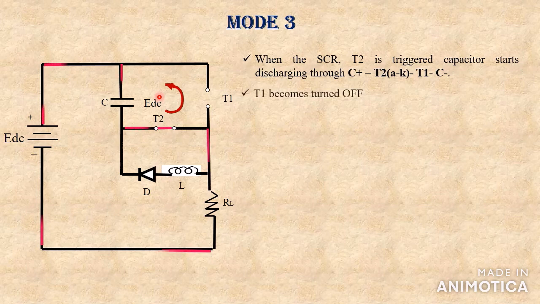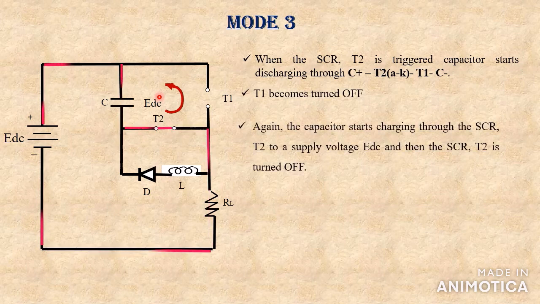As a result, the capacitor will start charging. Now the capacitor will charge in the reverse direction, that is with upper plate positive and lower plate negative. When the capacitor voltage starts increasing and reaches the voltage EDC, again the thyristor T2 will get turned off.